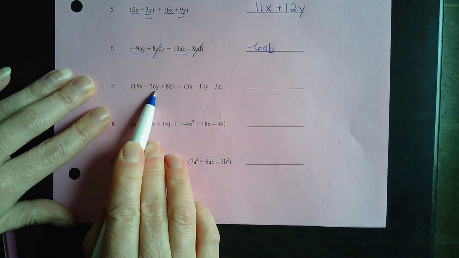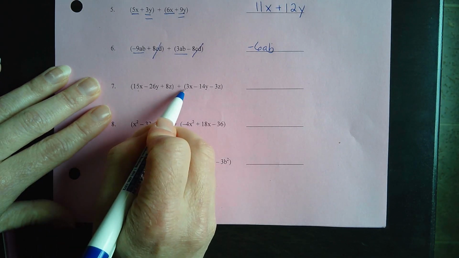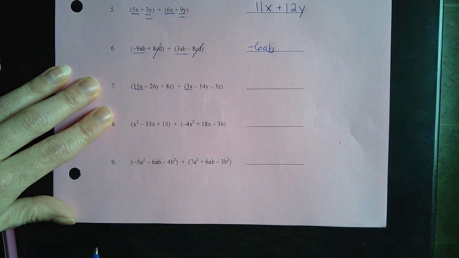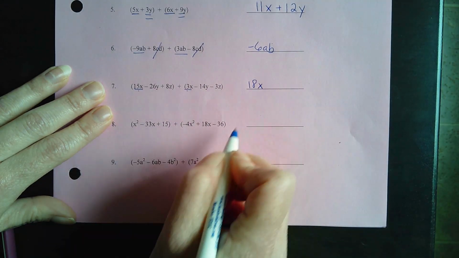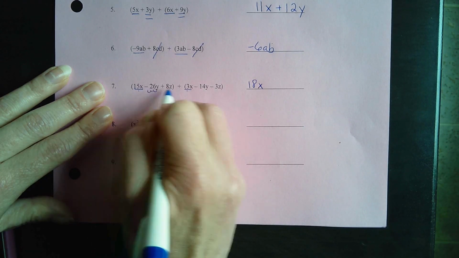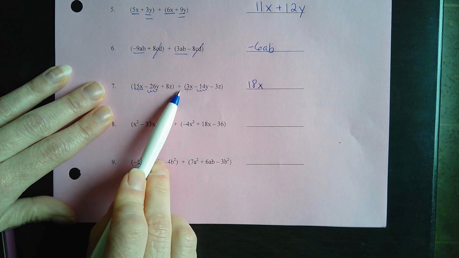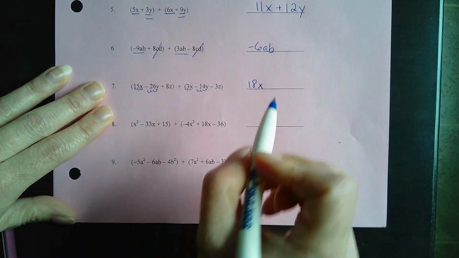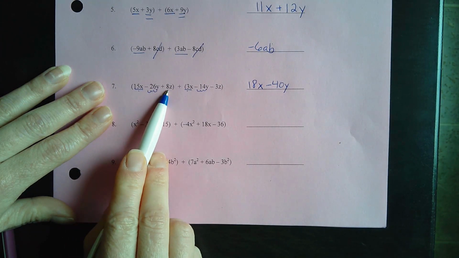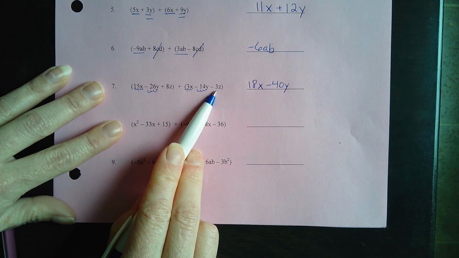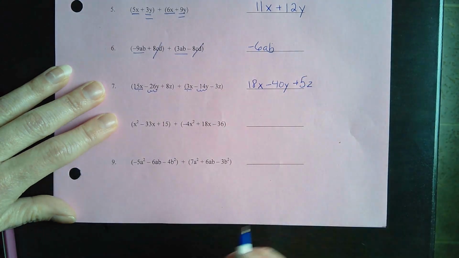Let's add this trinomial plus this trinomial. 15 plus 3. We can add those terms together. They both have an x. That is 18x. Then we can combine our y's. Negative 26 plus a negative 14 is negative 40. And lastly, 8z and negative 3z, we can combine, they're like, and they combine to a positive 5z.